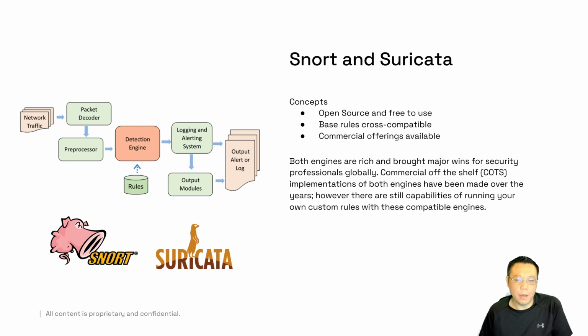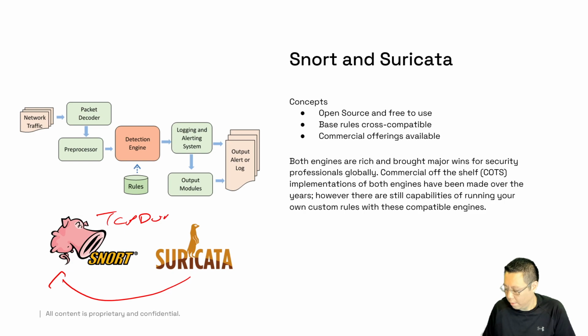Two IDS or IPS engines that are commonly out there, free and open source, are Snort and Suricata. The IDS engines are pretty much forks of each other. Suricata is actually a fork of Snort, and Snort is actually a fork of tcpdump, which is a very old school tool that operates at layer 4 and allows you to do packet capturing and other filtration.